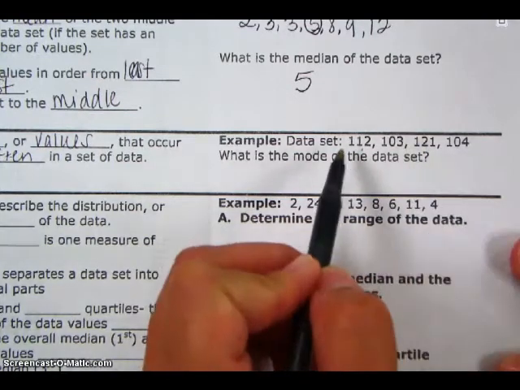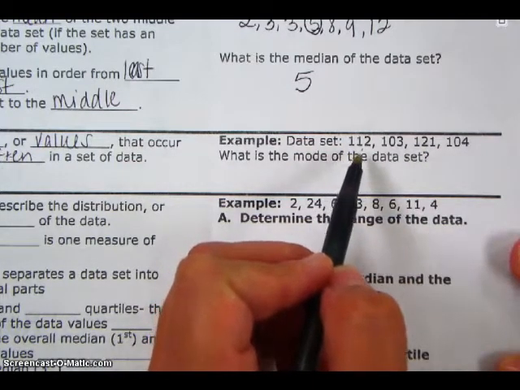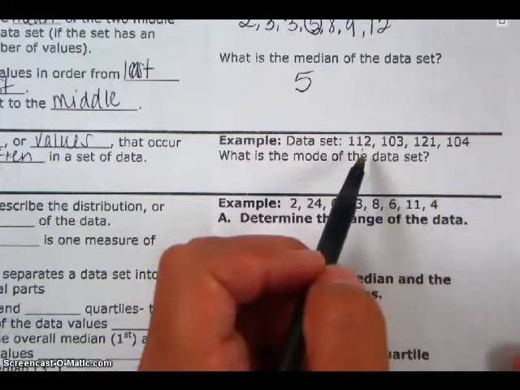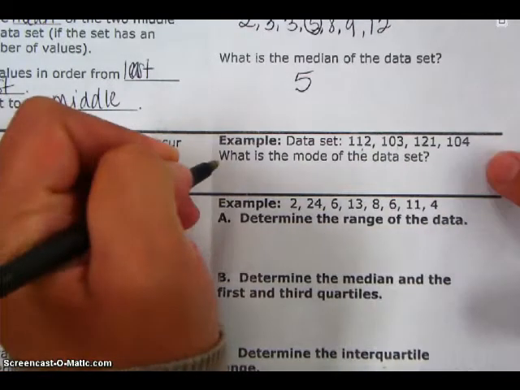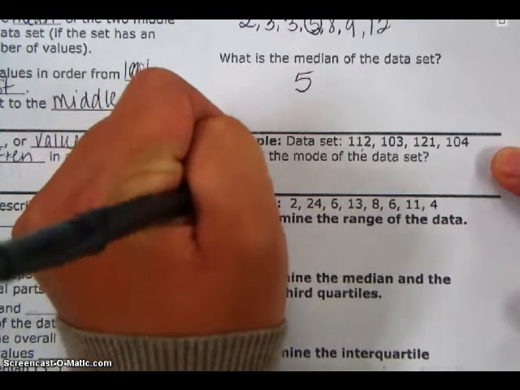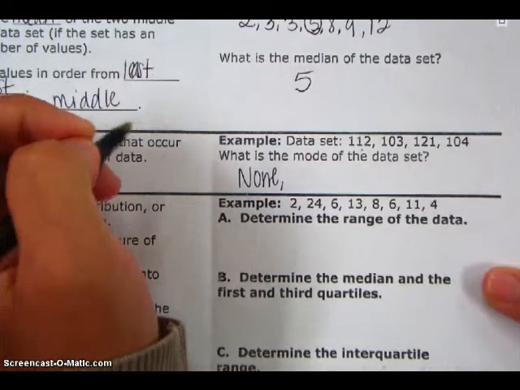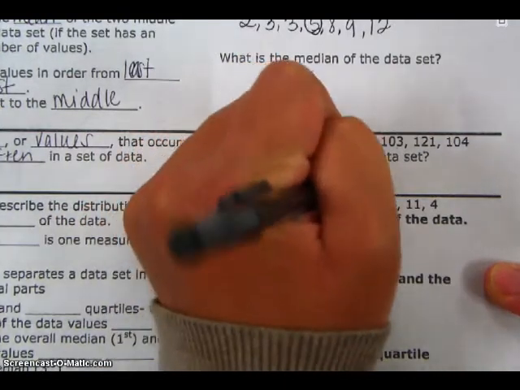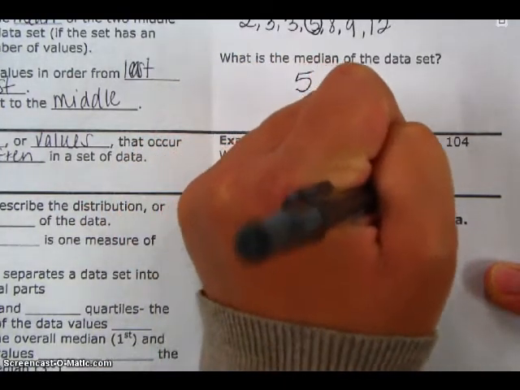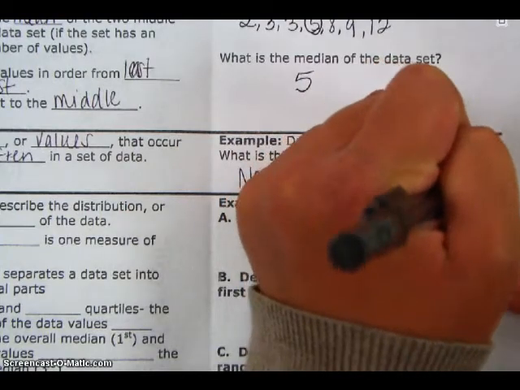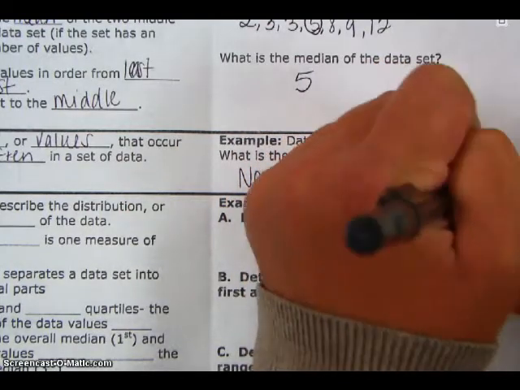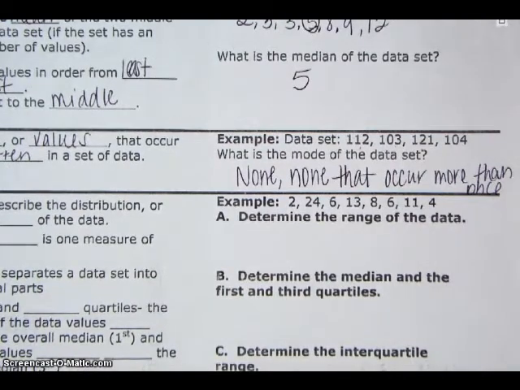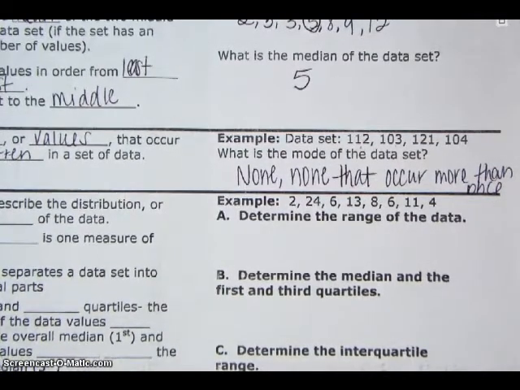Do I see any that occur more than the others? In other words, is there one that occurs twice or 3 times? No, I actually don't see any. So the mode of this data set would actually be none. Okay, there are none that occur more than once. Okay, so our answer would literally be that there is no mode because none of them occur more than one time.